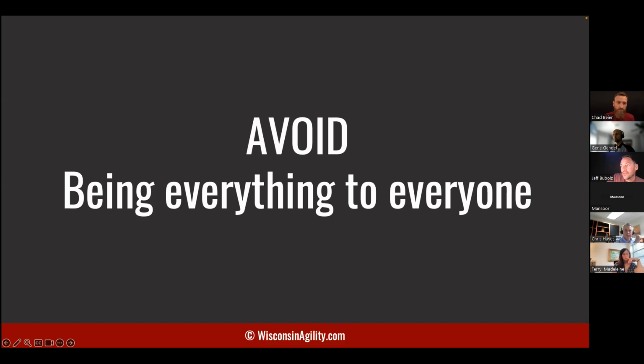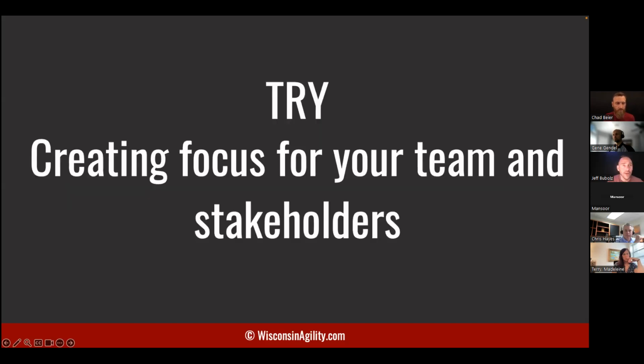So try creating focus for your team and stakeholders by having these product goals. Then your sprint goals will turtle down from that, and your product backlog items will turtle into that from a product owner standpoint, from an ordering perspective. This is a great way to have focus on outcomes and impacts for the organization and not try to be everything to everybody in everything that you're doing.